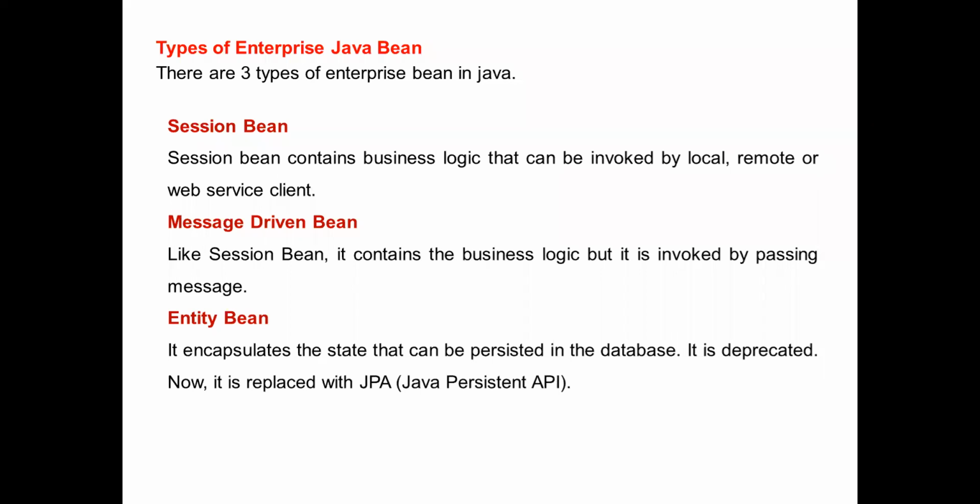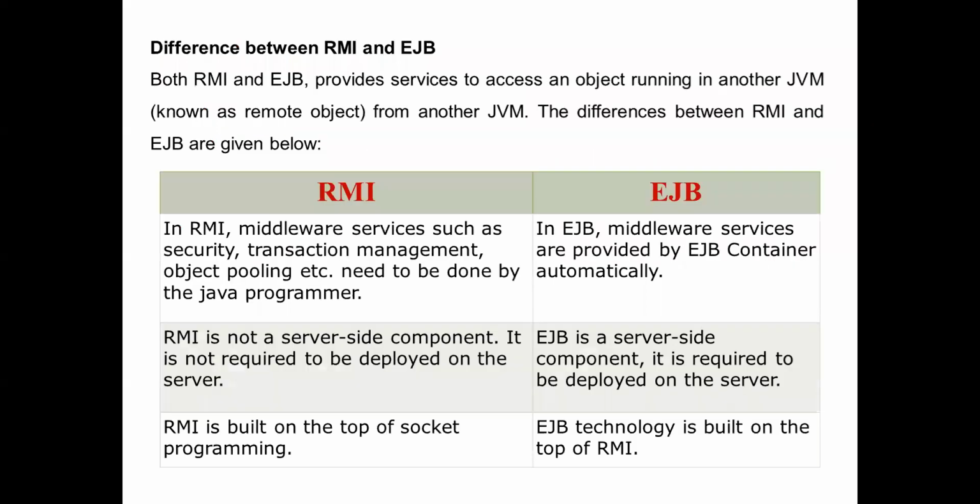We can move on to the next: what is the difference between RMI and EJB? What is RMI? It is Remote Method Invocation. Because Java Enterprise Edition is distributed, we need to know what RMI is. Without RMI knowledge, we cannot work with the term distributed.